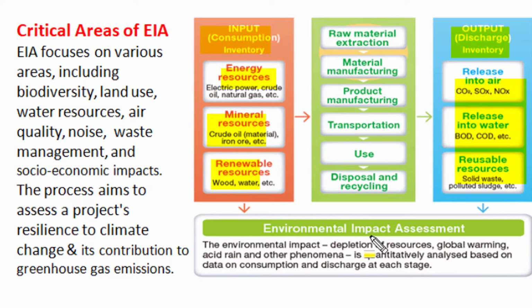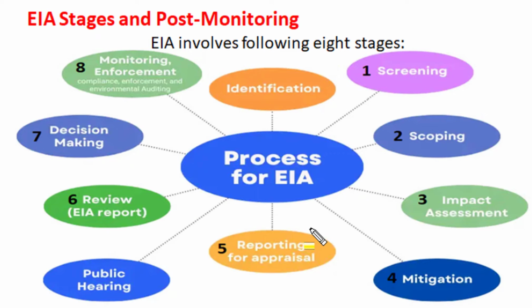And in environmental impact assessment, depletion of natural resources, CO2 emission and impact on global warming, acid rains, all are quantitatively analyzed based on data of input consumption and output discharge during building construction and building operation. For any construction or infrastructure project, the process of environment impact assessment is very systematic. Once the project is identified, the following 8 steps are followed.